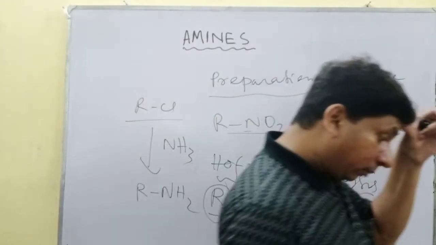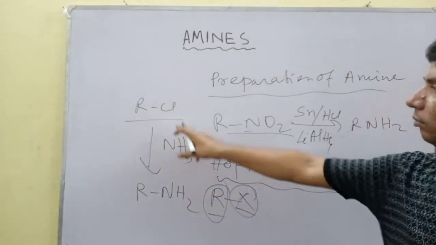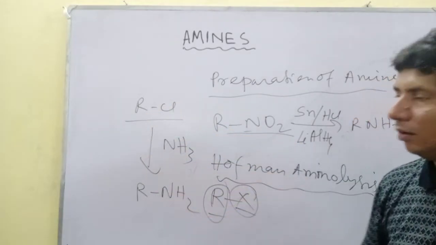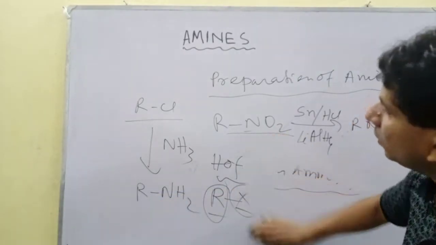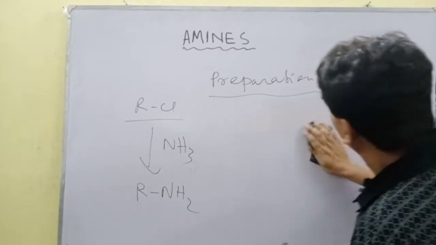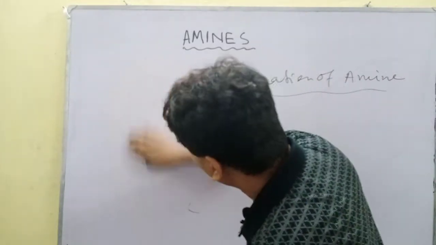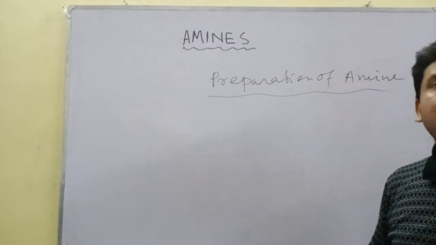So by the Hofmann ammonolysis we can prepare alkyl amine from the alkyl halide. So this is the second preparation. And what will be the third preparation? That means in this way, there are many ways we can prepare amine.